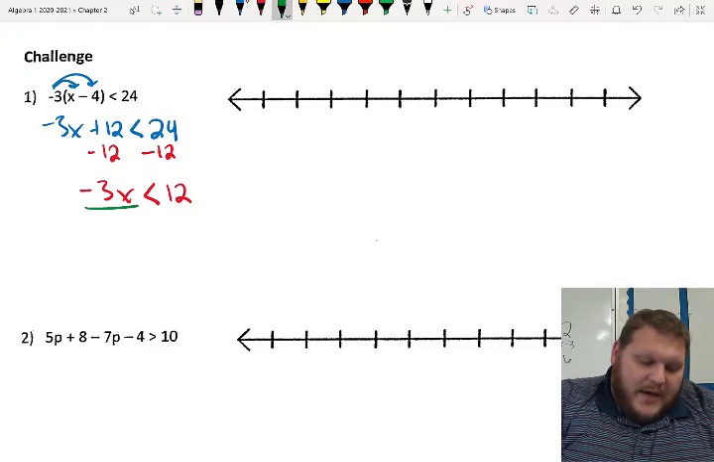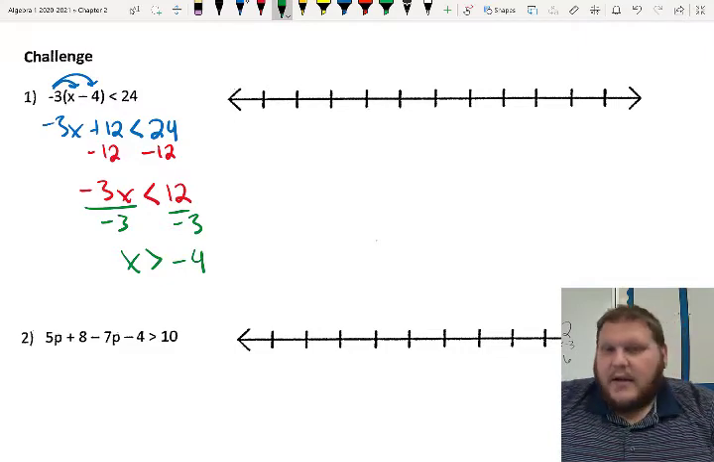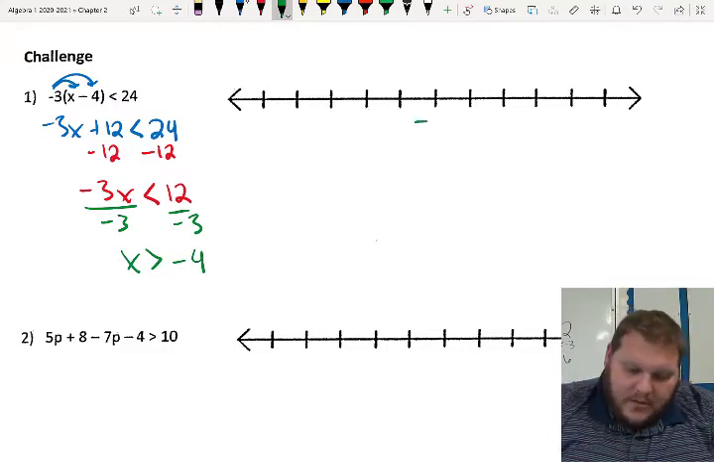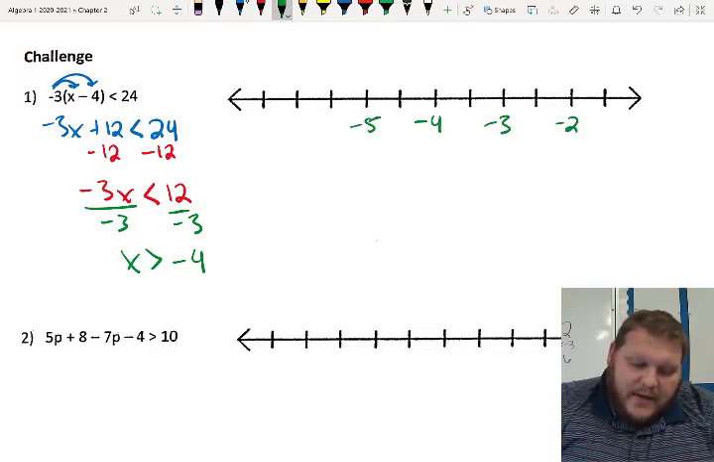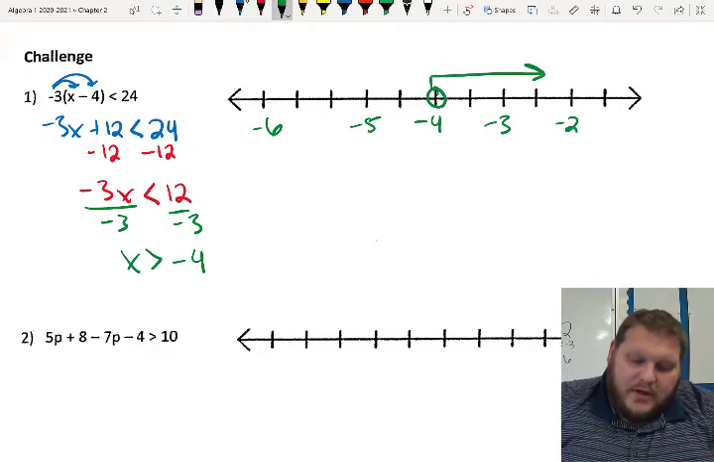And then when I divide by -3, once again, I have to flip the direction of my inequality, and I get x is greater than -4. So -4, -3, -2, -5, -6 on my number line, open circle, greater than, so to the right.